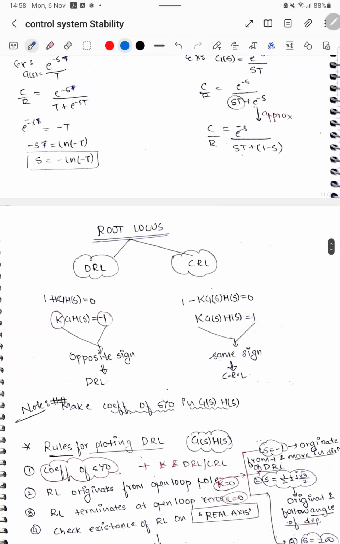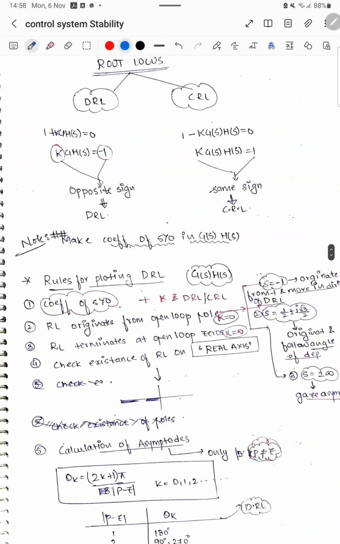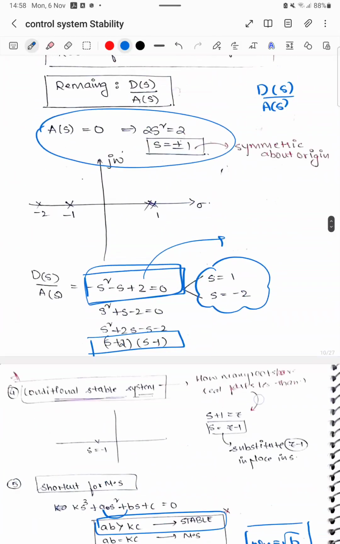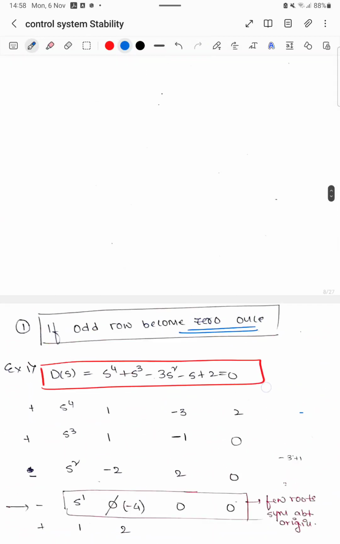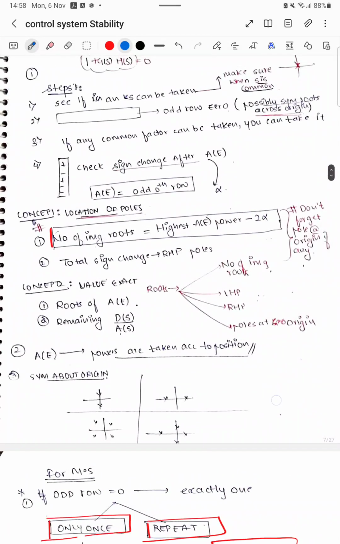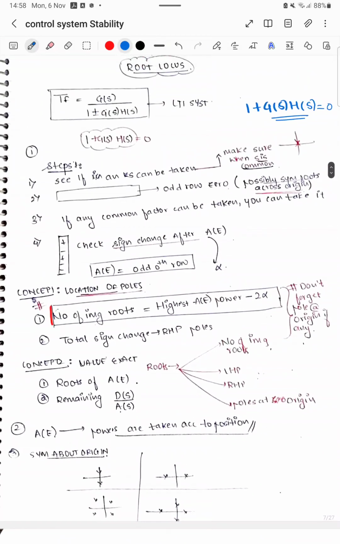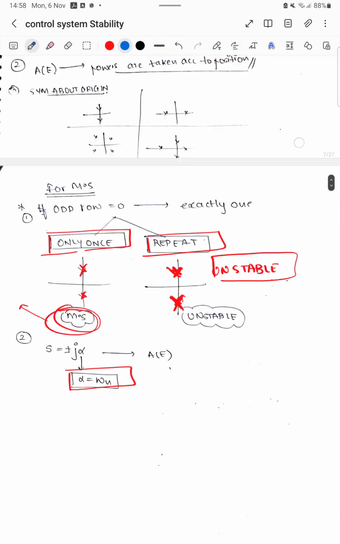Okay, essential concept. Let's stop here. This was all about the RH story. Thank you so much. Tomorrow we'll be seeing about root locus.